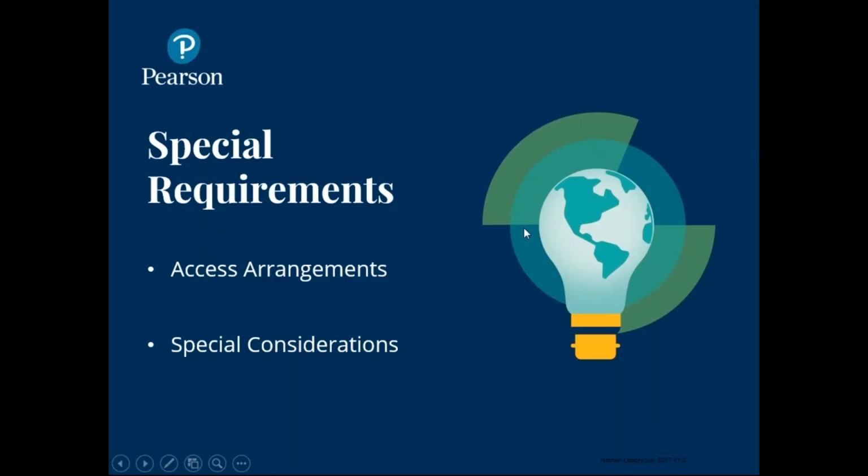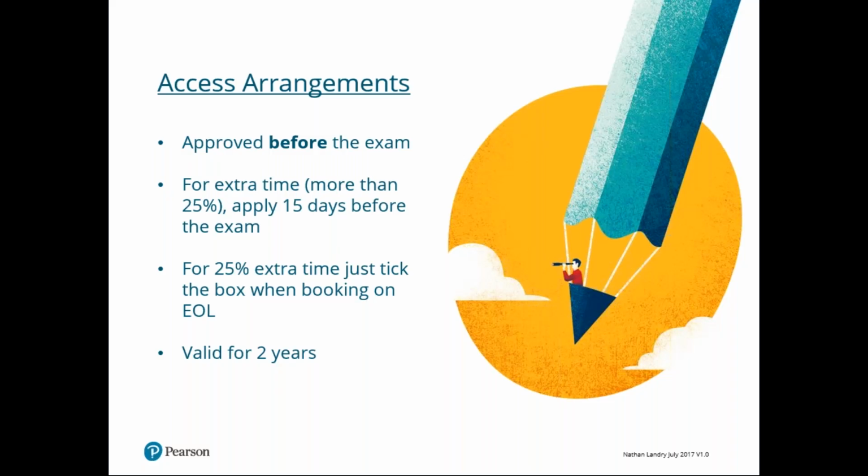So we're just going to have a look at special requirements and access arrangements for on-screen tests, which consist of access arrangements and special considerations, I should say. Access arrangements need to be approved before the exam. For extra time, if you just need 25%, you can select 25% when making the test booking on Edexcel Online. If a candidate needs more than that, then you need to make an application to us, and you need to apply 15 days before the exam. And it's valid for 2 years.